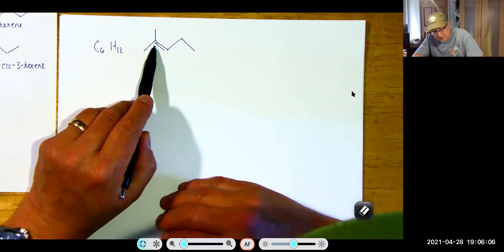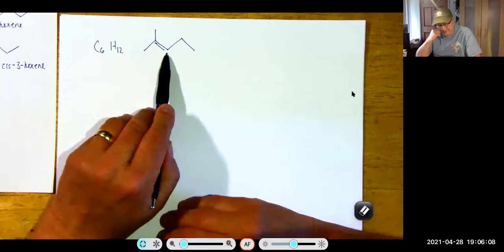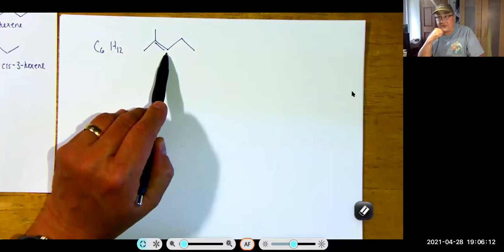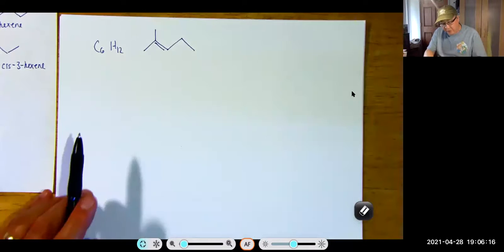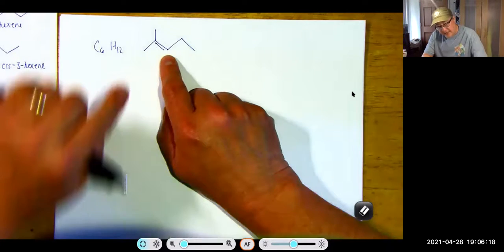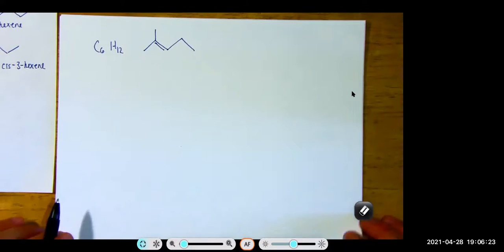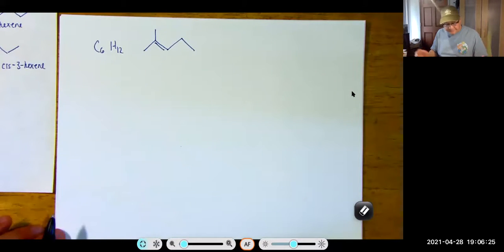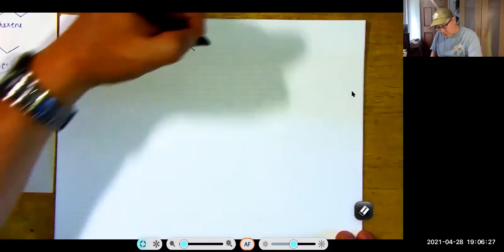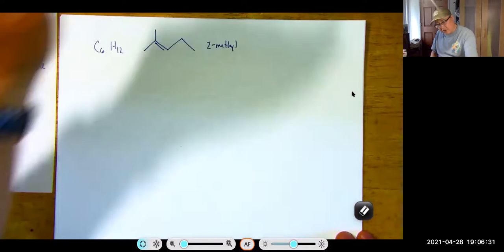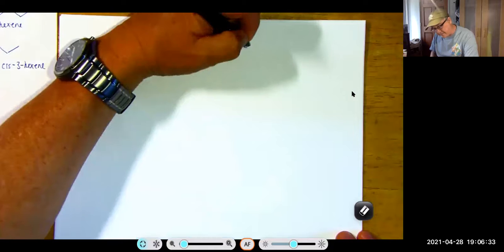This carbon here, how many bonds do we see? 3. So how many hydrogens are bonded to it? 1. So can this have cis-trans if you only have 1 hydrogen here and none here? No. Can't have cis, can't have trans. So we don't need to worry about cis-trans. So let's name it. We're going to call it 2-methyl-2-pentene.